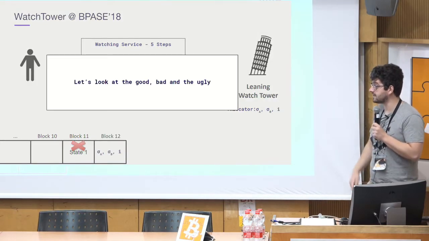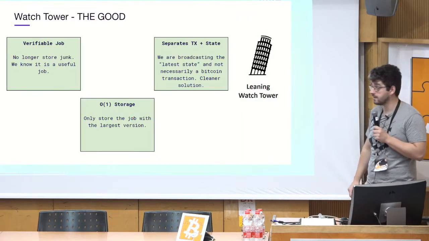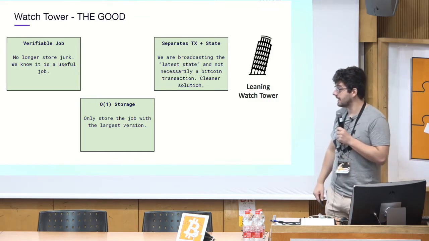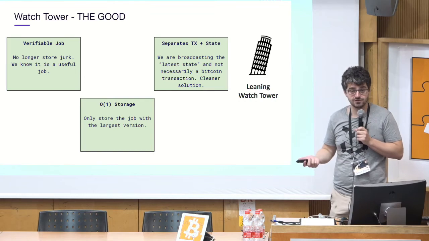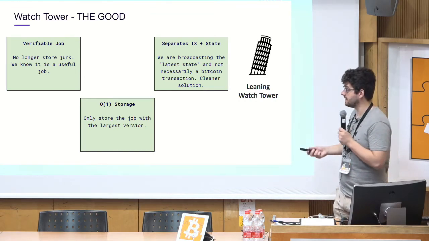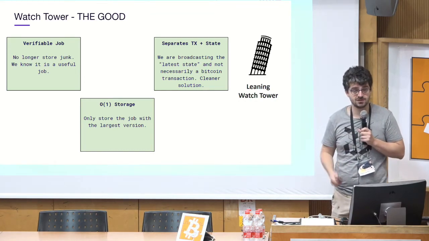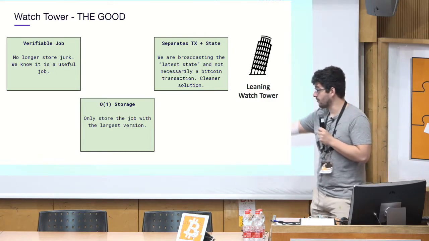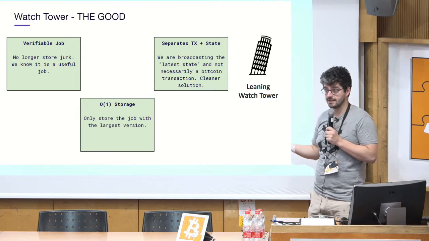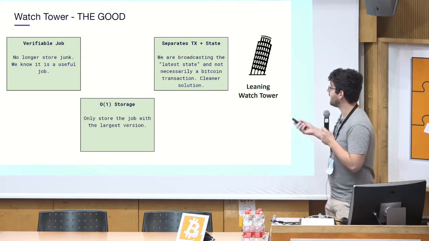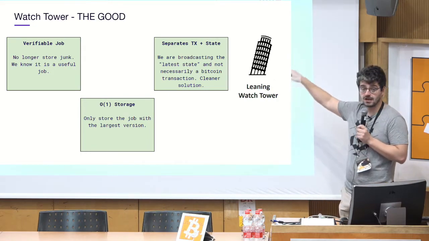But of course, this also has the good, bad, and ugly that comes with it. What's good about it is that there's a verifiable job. I'm no longer storing encrypted blobs or junk. I at least understand that this could be used to resolve some form of dispute in the future. There's order 1 storage. All I have to store is the latest counter. I don't have to store a list of encrypted blobs. And finally, it separates the transaction and the state.